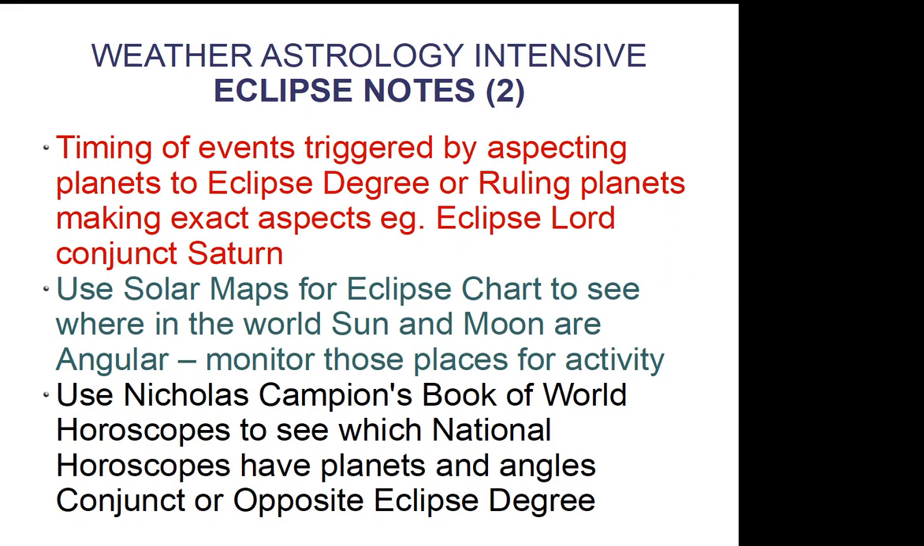And then you can also use Nicholas Campion's Book of World Horoscopes, because at the back, he has a list of all major national planets, national angles at the degree. So he goes from North Aries. Remember, this is all in the Northern Tropical. So you're going to have to use Northern Tropical information to check it up and then flip it manually.